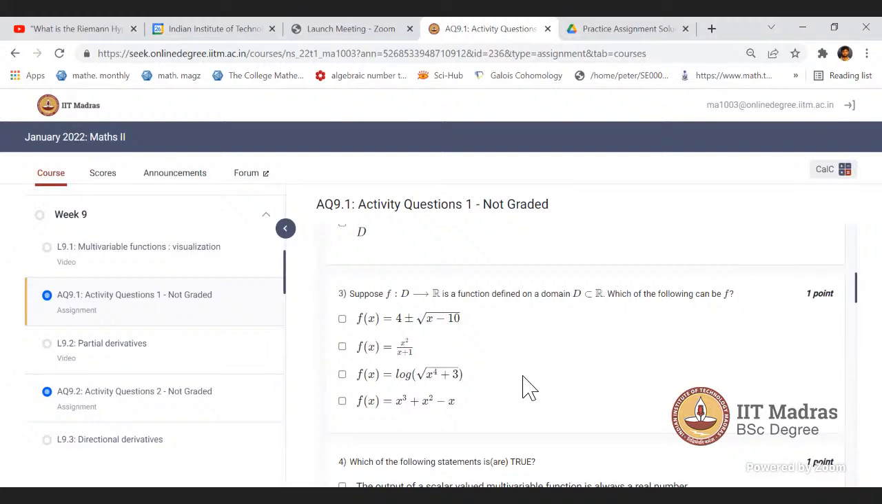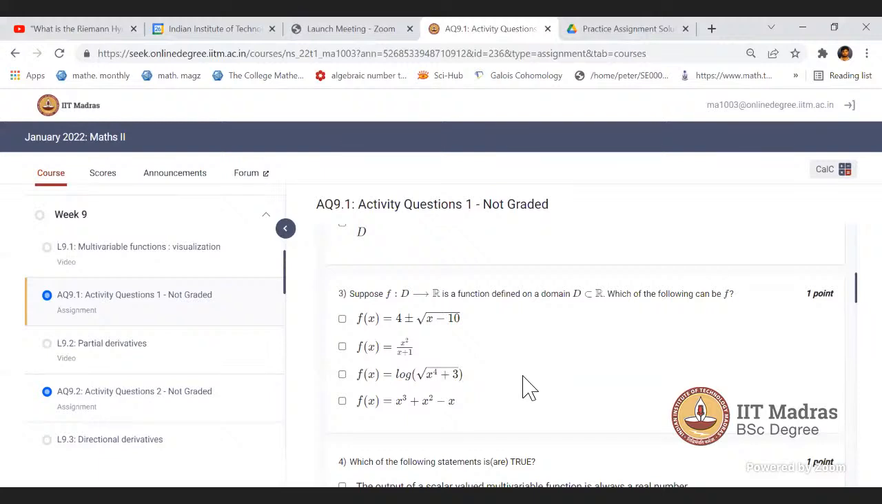Because it's saying suppose f is a map from D to R, a function defined on a domain D, which is a subset of R. So you can define this function on a domain which is a subset of R. So then certainly this can be a function. I think it's clearly mentioned. So all are functions, right? In this case, all four are correct, correct? No, the first one is not correct actually. I guess apart from the first one, all are correct.